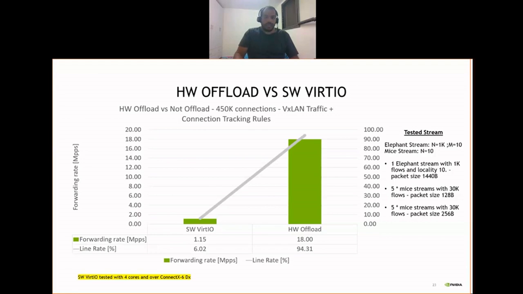We also measured hardware offload versus software VIRTIO. As you can see here, with software VIRTIO, with the same stream I mentioned before, we can get only 1.1 Mpps, with a line rate of 6%. For software VIRTIO, we used 4 cores and it was tested over ConnectX-6 Dx.